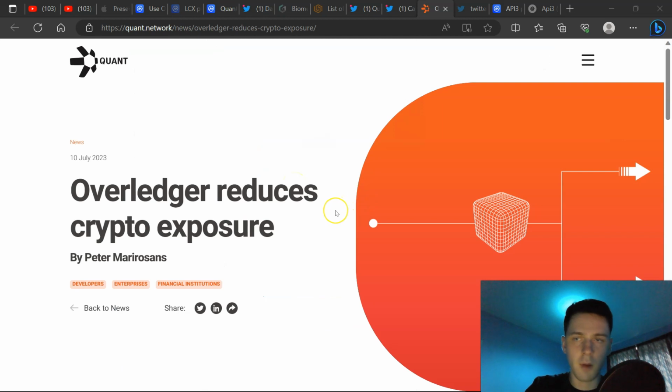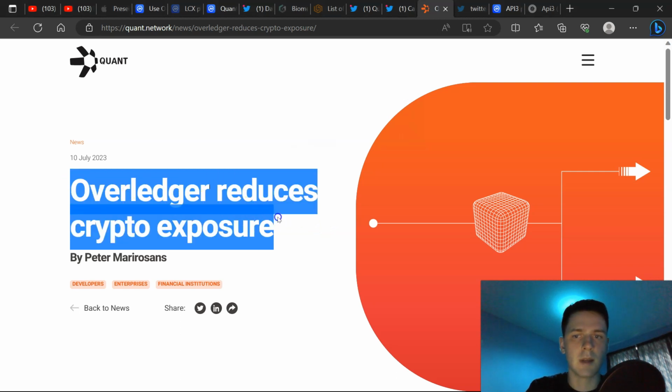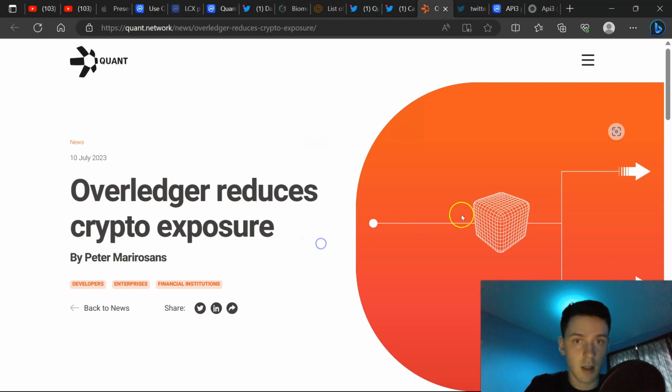And now, apart from the obvious buying points for QNT at these low, low price points, here's one piece of info that was released today that made me really want to buy QNT. First glance, looks quite bad. Overledger reduces crypto exposure. But let's actually read the article and dive a little bit deeper.